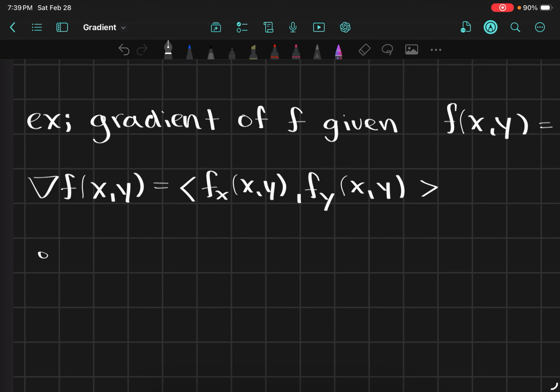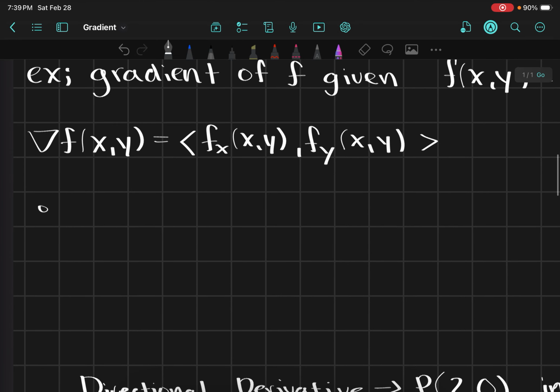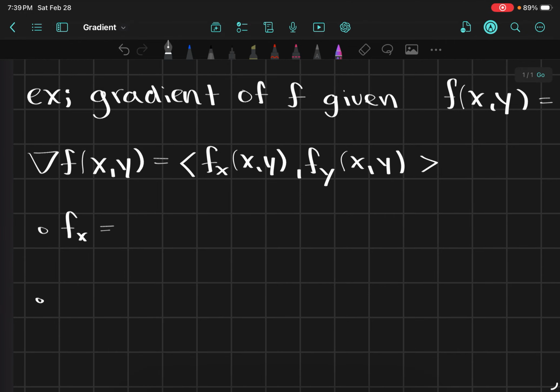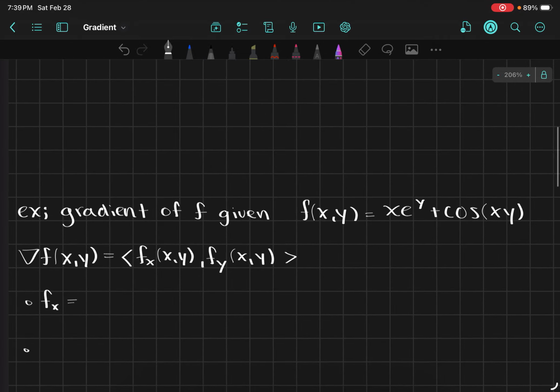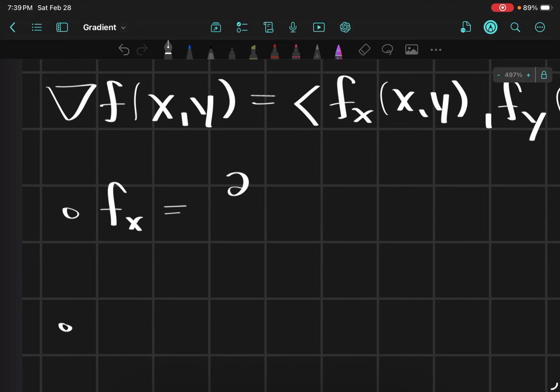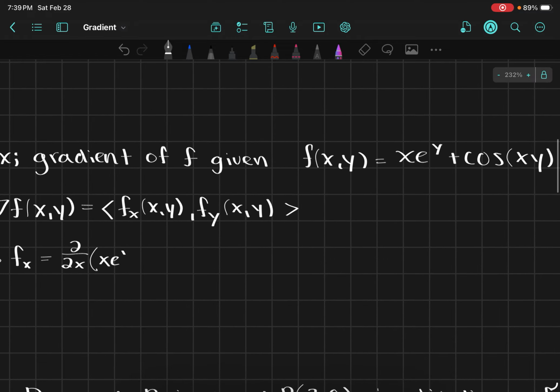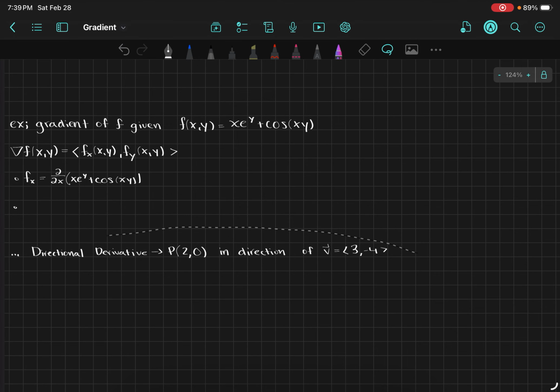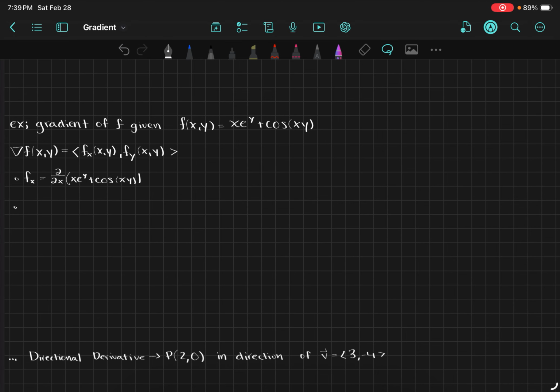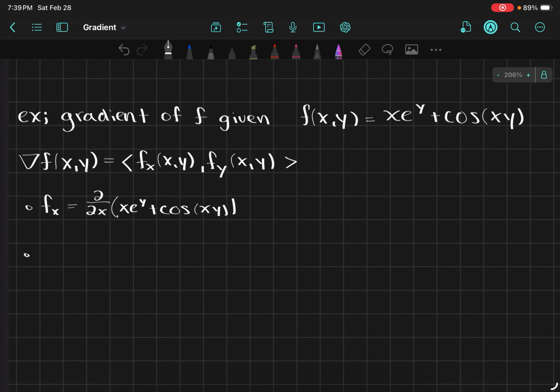Pretty simply, we're just going to find our partial x and our partial y. Hopefully we have some more experience with our partial derivatives, so let's go ahead and do this. The partial derivative f sub x is going to be our partial of f with respect to x of our function, x e to the y plus cosine of xy. Let me get this out of the way first. It's kind of in my way. It's bugging me a little bit.